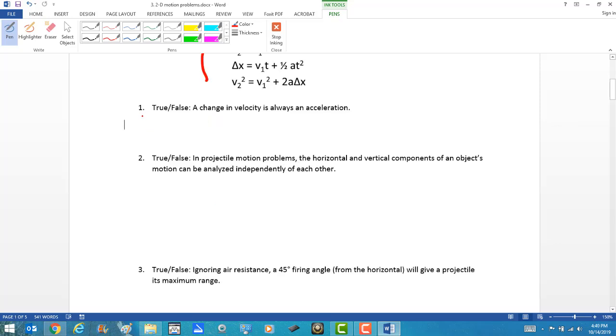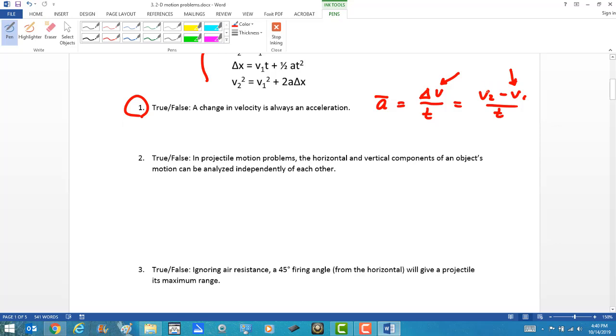True, false. A change in velocity is always an acceleration. Acceleration is change in velocity over time, which you can write that way. So yes, whenever velocity changes, you have an acceleration. If the velocity decreases, then you would have a negative acceleration or a deceleration. If the velocity increases, you would have a positive acceleration.